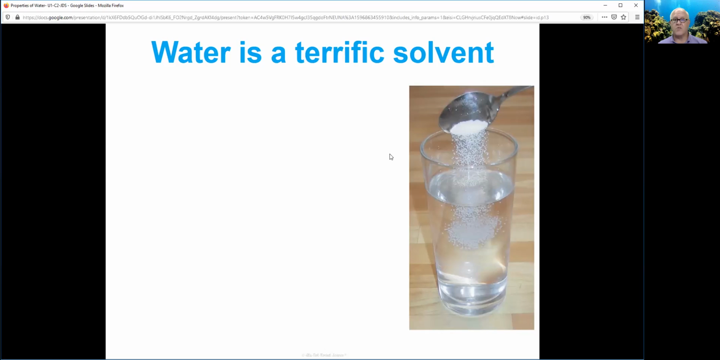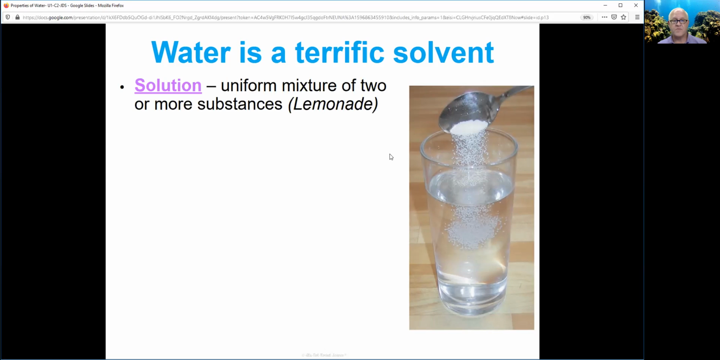Water is also an incredibly terrific solvent. One term that you want to be familiar with is the term solution. It's a uniform mixture of two or more substances that get mixed together. Salt water is a solution. Lemonade is a solution.